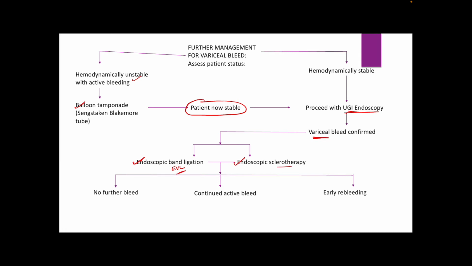Now what happens? Now you have three possibilities. First is that there is no further bleed. Second is that the bleeding just continues. And the third is the bleeding stops temporarily, and then again it starts bleeding. After 5 days, a rebleed occurs. So in these three cases, what should we do?